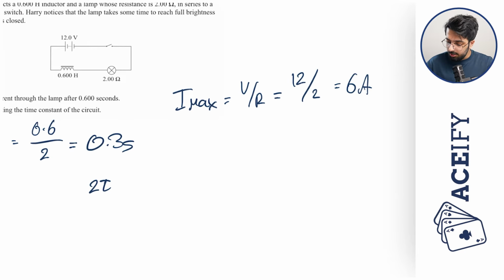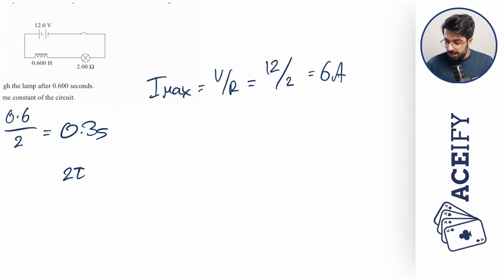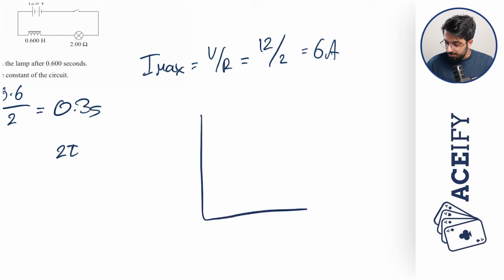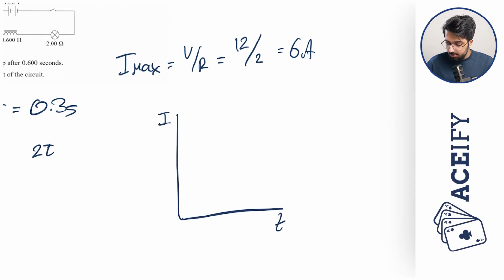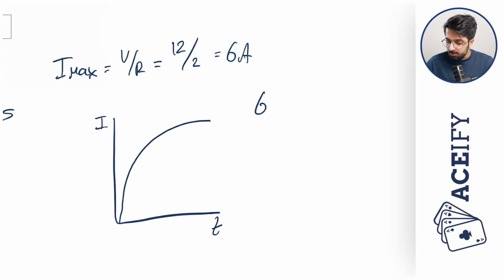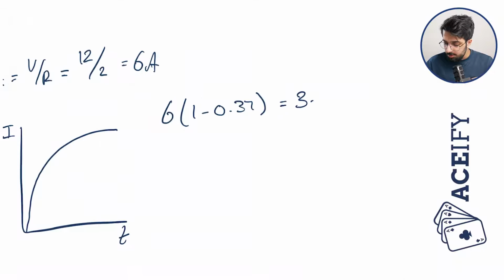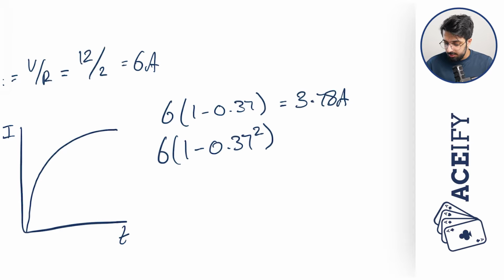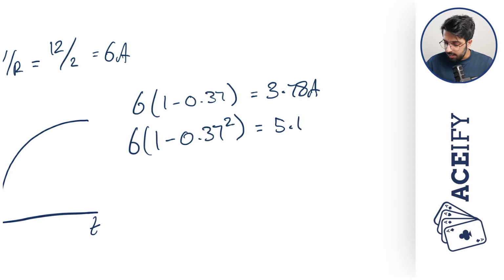So we can calculate our current after 1 time constant. Remember our graph where we have time and current here. Because this is an inductor, our current versus time graph is going to be like this. After 1 time constant, we reach 63% of its max value. So we can calculate after 1 time constant as 1 minus 0.37, and this gives a value of 3.78 amps. And so after 2 time constants, which is what we're trying to find, we have 0.37 squared, and this is equal to 5.18 amps.